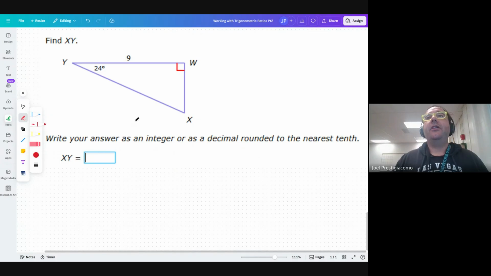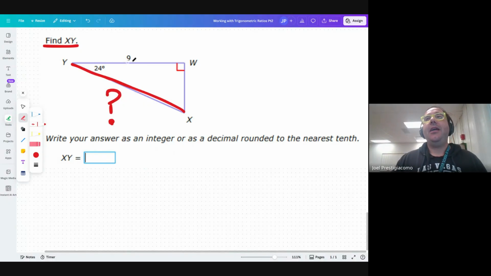Okay, let's look at another example here. This one, we're going to have to do a couple of steps at the very end, but it's not going to be so bad. All right, so find XY. So XY is our hypotenuse. So we have this big long side that we are missing here.